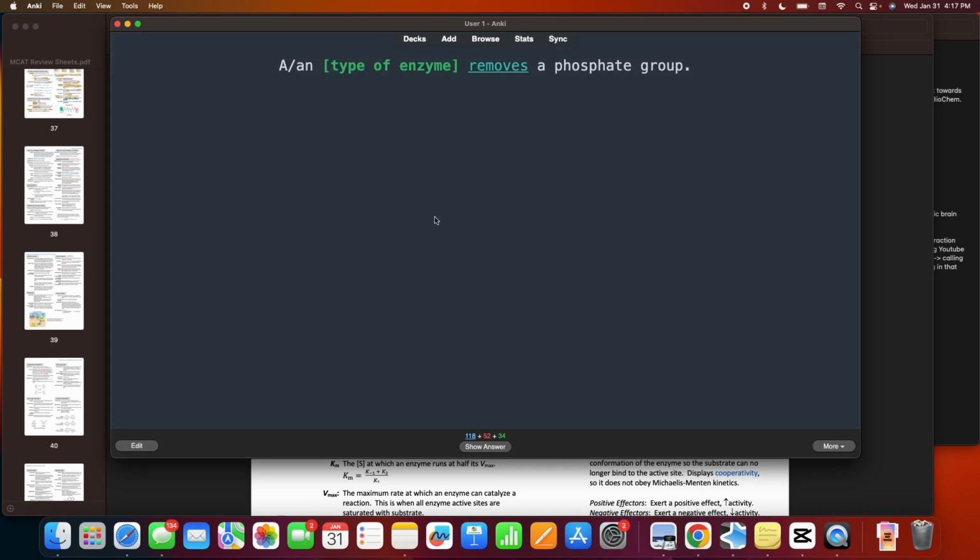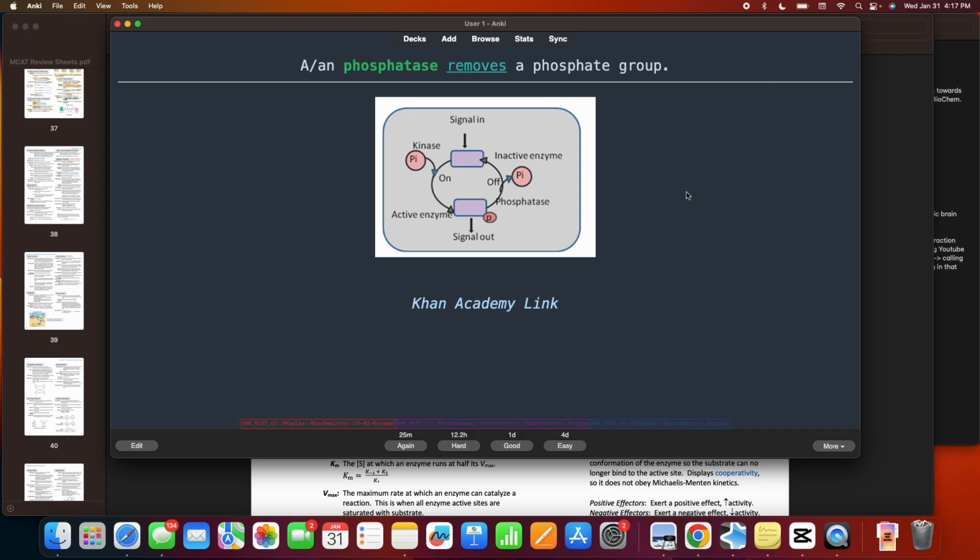What removes a phosphate group? It's phosphatase. And we know that phosphatase is a type of lyase. And these are all hand in hand together.